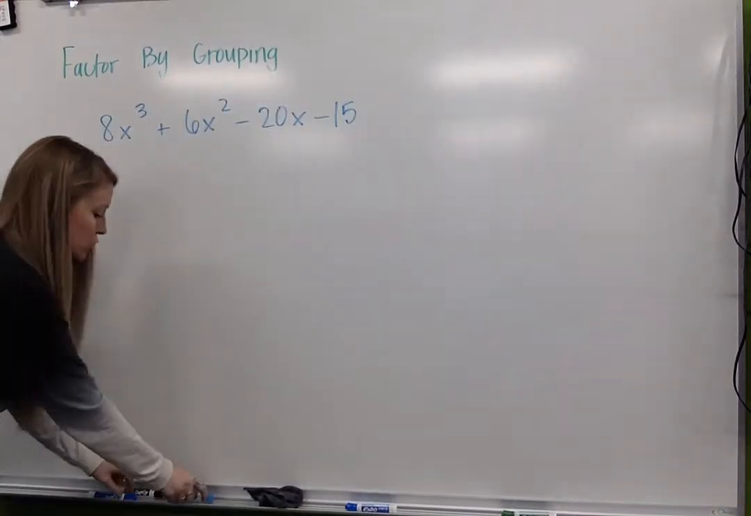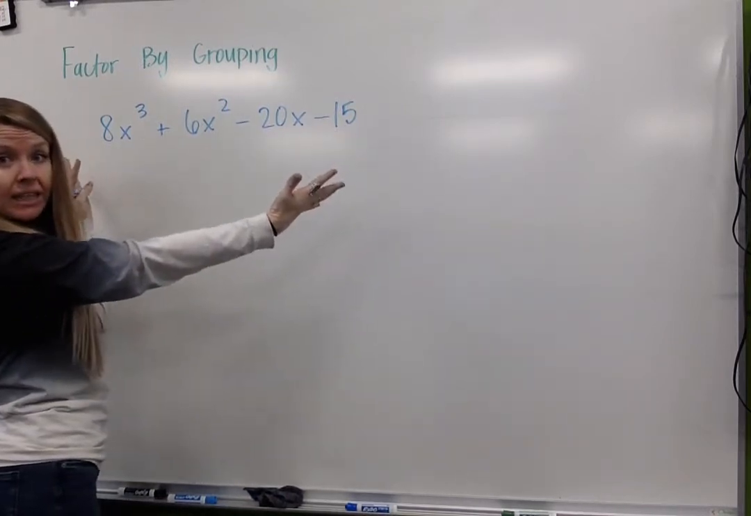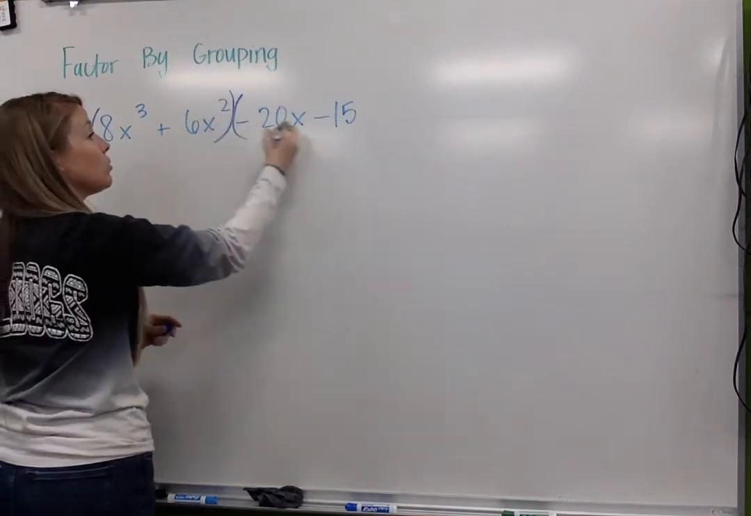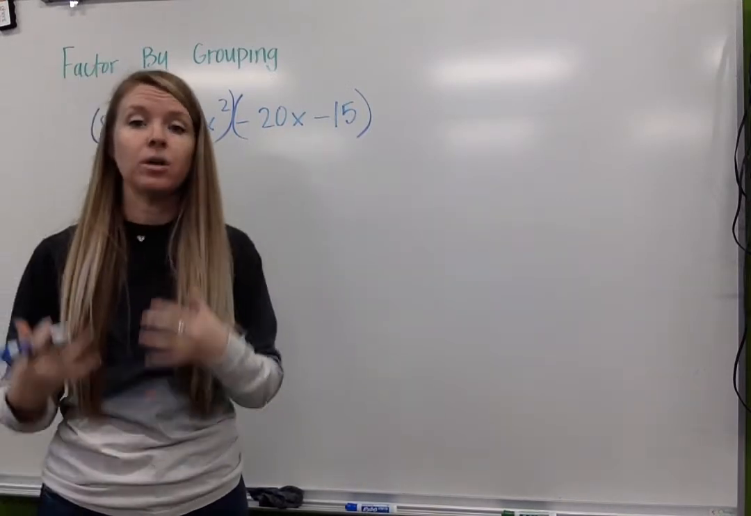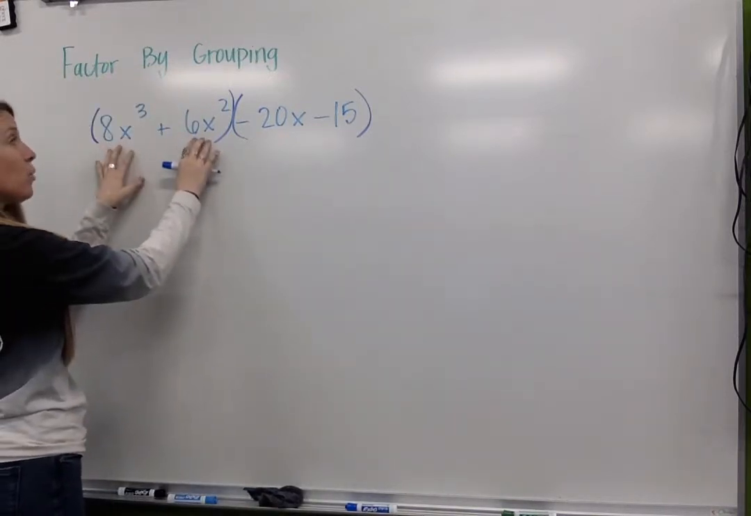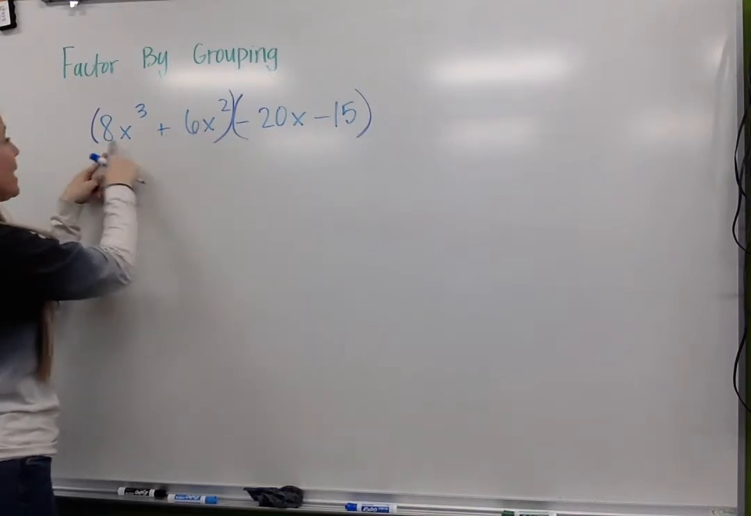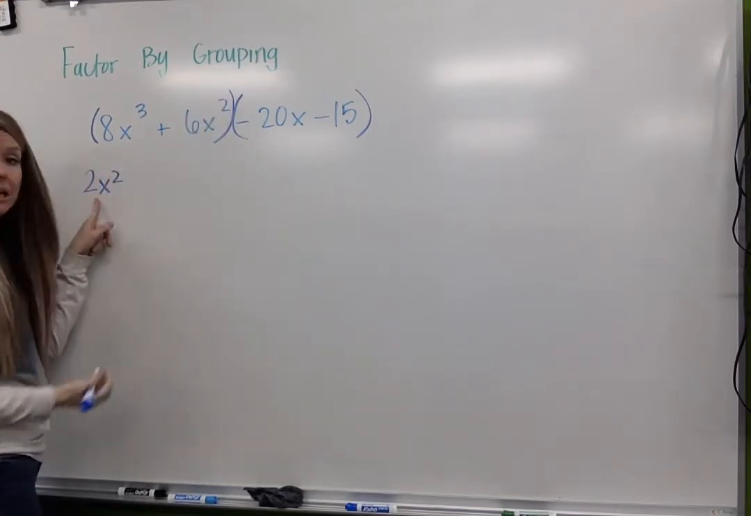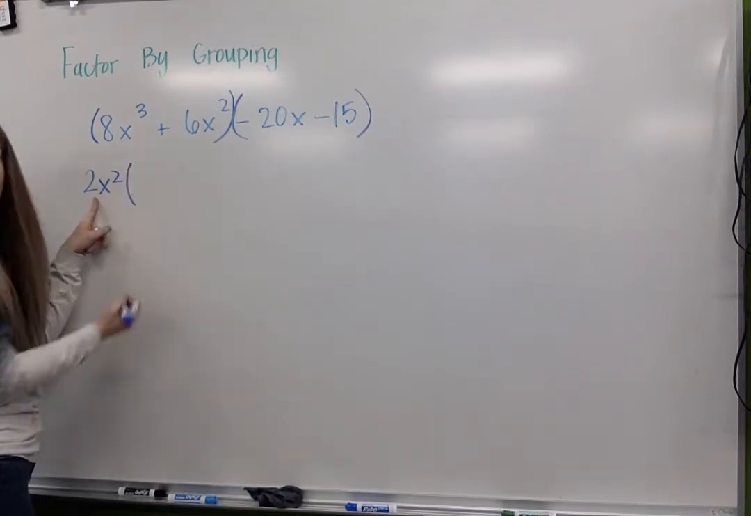Let's take a look. So when we factor by grouping, when we're in standard form like this, we're going to go ahead and group the first two terms together, and we're going to group the second two terms together. And now we're going to factor out greatest common factors. So if I look at 8x cubed and 6x squared, I want to factor out the greatest common factor here. So 8x cubed and 6x squared, they have 2x squared in common. So that's the GCF of my first group. So I'm going to factor that out.